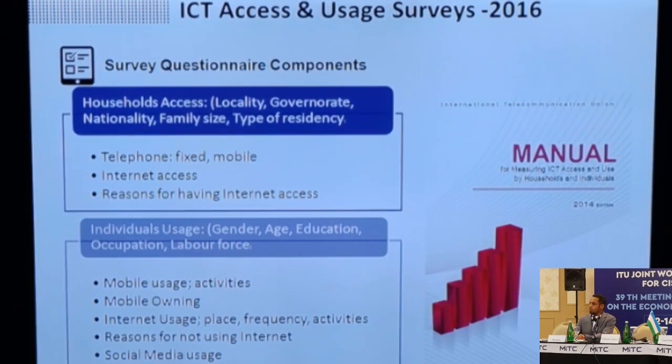The survey questionnaire consists of two parts. The first part was household access, where we asked the head of the household to provide data related to household access in terms of telephone, mobile, and internet, and the reasons for not having internet access for those households without it. And for individuals, as I mentioned before, we meet all household members aged 15 years and above, and we ask them about mobile usage, mobile usage activities, and mobile owning. At the same time, we ask questions about internet usage, place and frequency, and internet activities. Also, we have some questions related to social media use in order to find the trend over time.